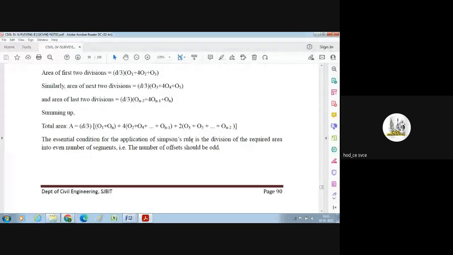So this is the formula for the Simpson's rule. You have to remember that one. Area equals d by 3. d is the length of the division, right? So d by 3 multiplied with the first and last ordinate, plus 4 multiplied with even ordinates, plus 2 multiplied with odd ordinates. Okay.